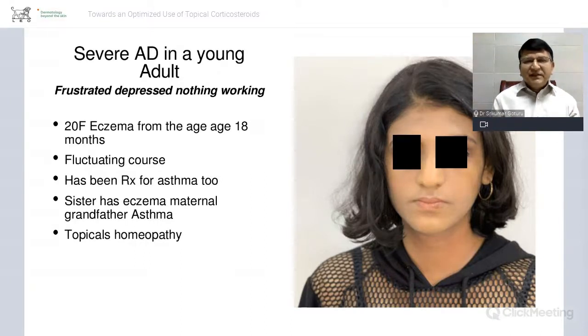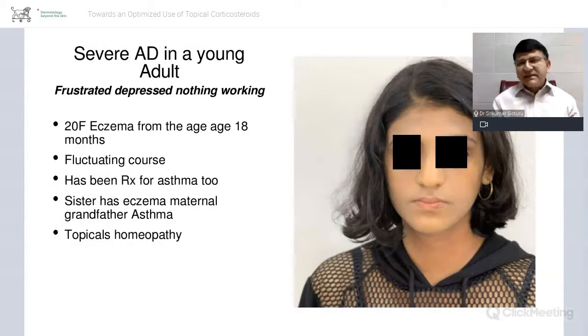See, this was an atopic dermatitis patient who was about a 20-year-old female. She had been having eczema right from the age of 18 months. We all know that it's very common for atopic dermatitis to start very early in life. She had had a fluctuating course with flares and remissions and all that. The interesting thing was that she had a pretty long remission during her childhood and adolescence, which was relatively tolerable, I believe. She, of course, had been treated for asthma too.